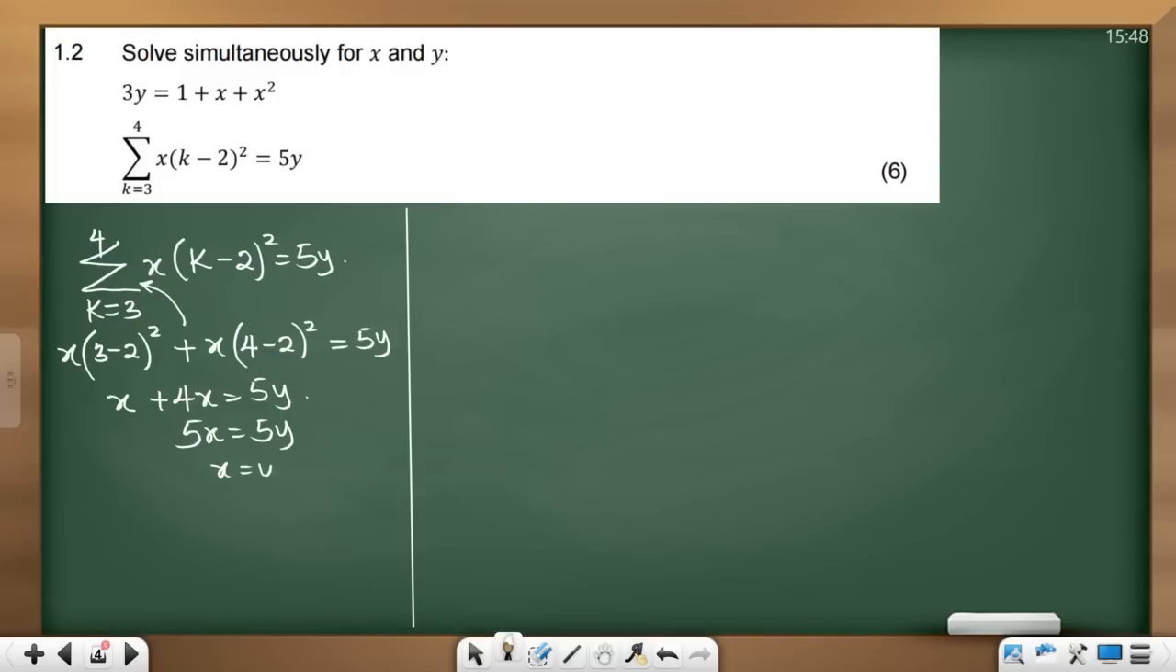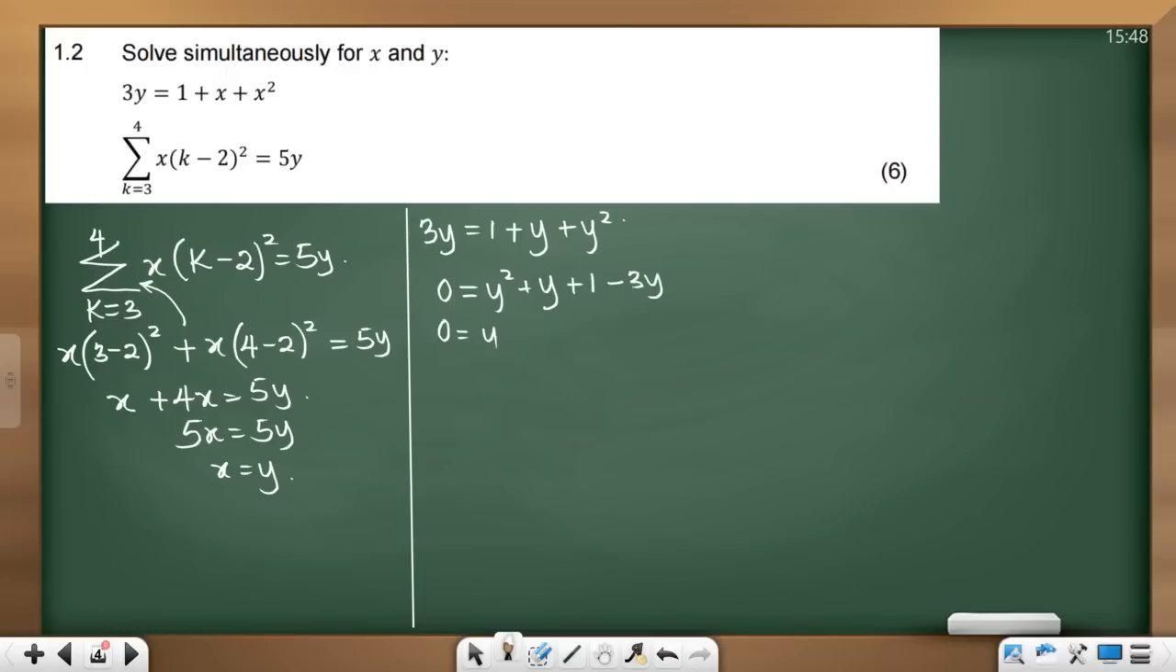Oh, x therefore is equal to y. Beautiful. Can I then go to my other equation? 3y equals 1 plus x, and anywhere I see x, I can write y. Sweet, sweet maths. What do we have? 0 equals y squared plus y, plus 1 minus 3y.